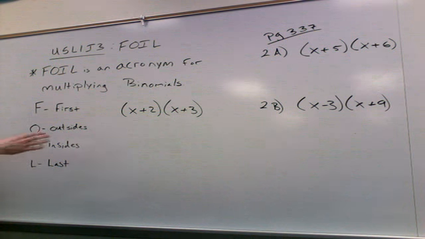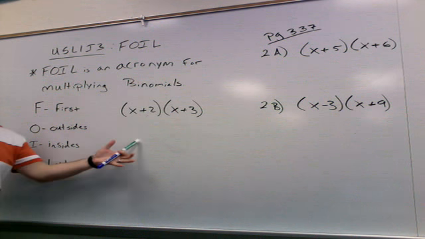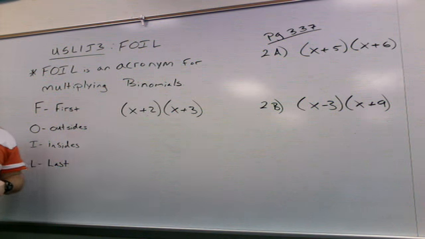Is there an equal sign here? No. So do I have to solve for x? No. All we're doing is rewriting, we're simplifying. So, to use FOIL with these two binomials, first means I multiply which two together?